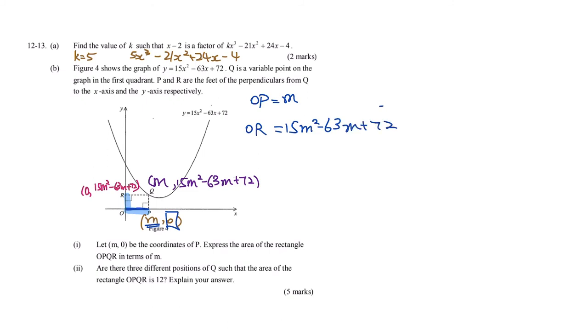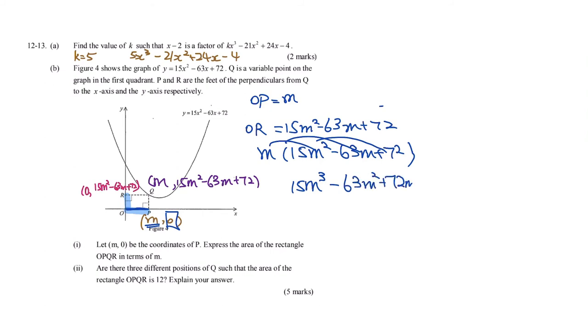Until here everything alright? How about the area? Well, the area is length times width, right? So m times this, and afterwards just expand it, give m to every one of them. So 15m cubed minus 63m square plus 72m, and it's better to write square unit because it's the area, unless you're given cm or any unit that you have. So yes, until here.